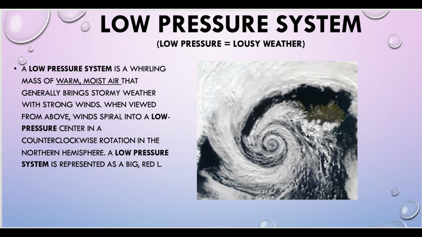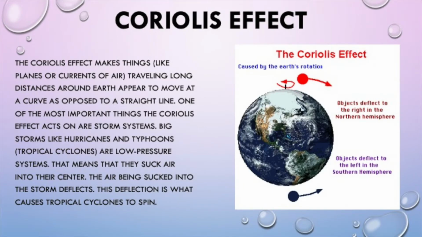A low pressure system is a whirling mass of warm, moist air that generally brings stormy weather with strong winds when viewed from above. Winds spiral into a low pressure center in a counterclockwise rotation when viewed in the northern hemisphere. A low pressure system is represented as a big red L. Low pressure, lousy weather.